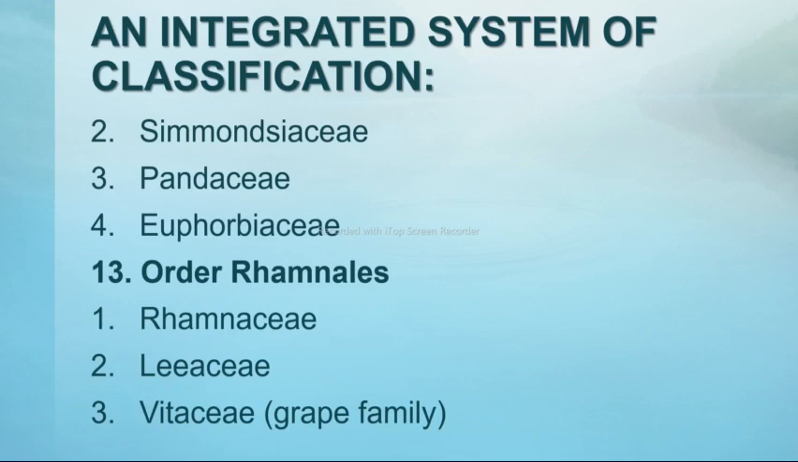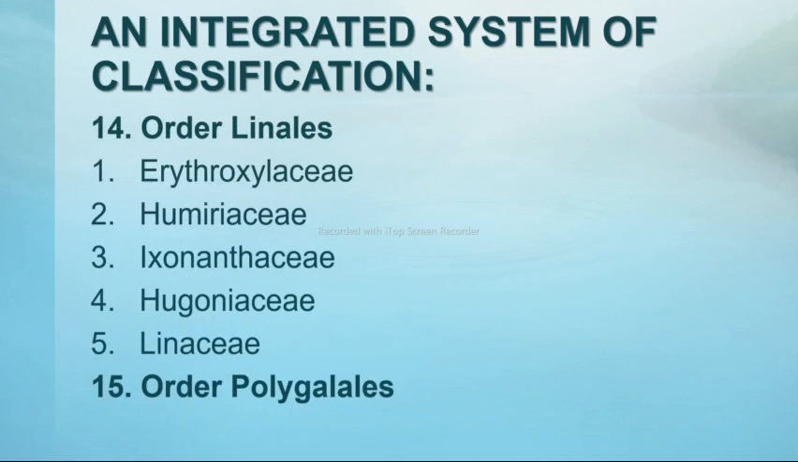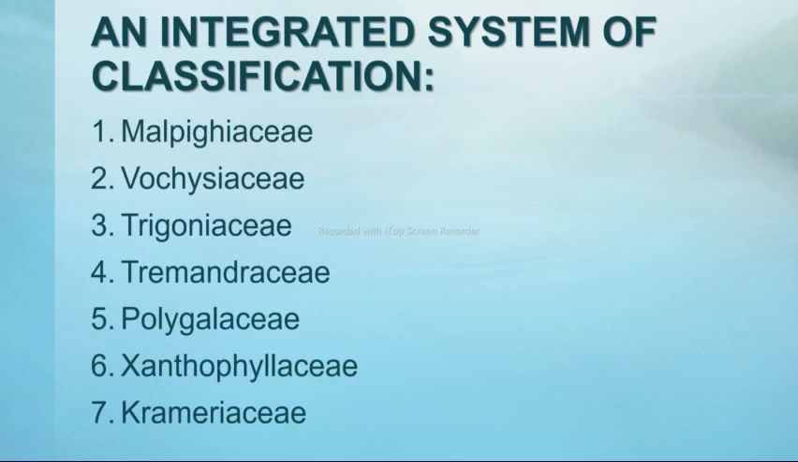So next is the 14th order, which is Linales, and it includes the Erythroxylaceae, and the next is Humiriaceae, Ixonanthaceae, Hugoniaceae, and Linaceae. So the 15th order is Polygalales, which includes the Malpighiaceae, Vochysiaceae, Trigoniaceae, Tremandraceae, Polygalaceae, and Xanthophyllaceae, and Krameriaceae.